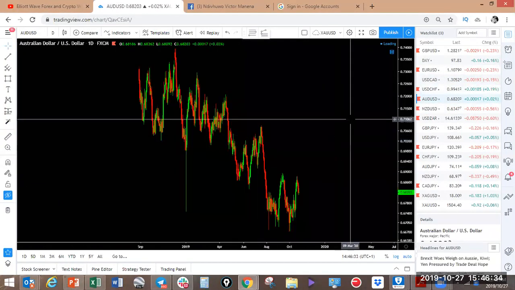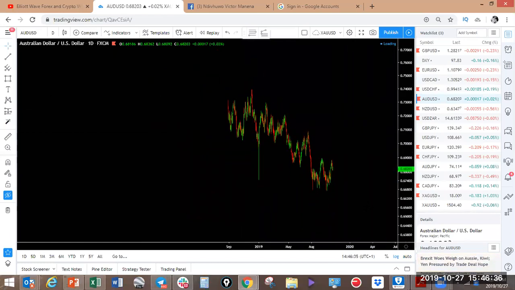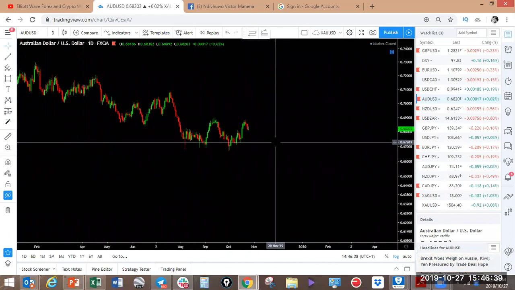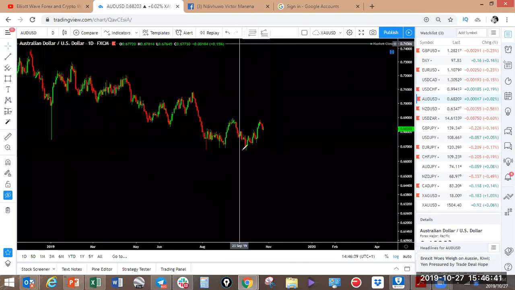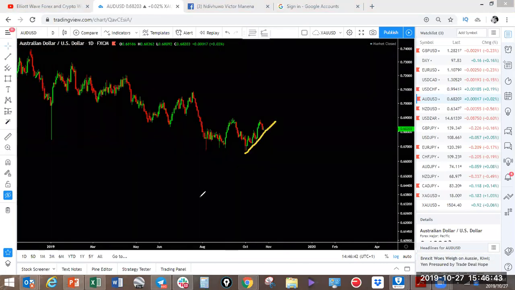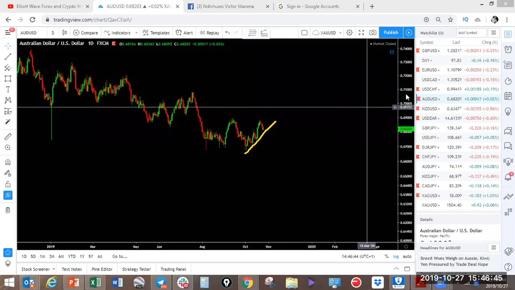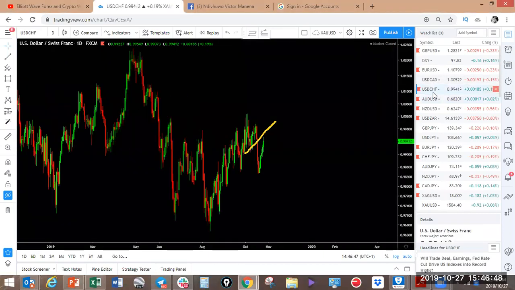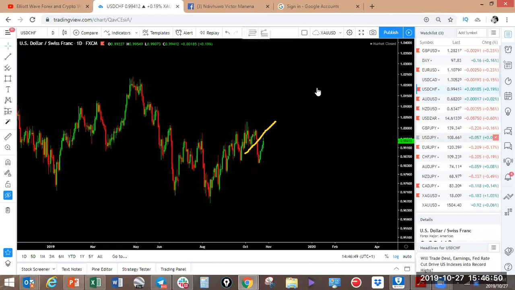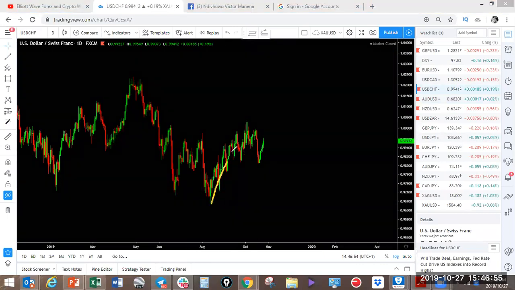US dollar Swiss franc, on the daily, we've got a setup for downside. Now, this is Euro US dollar, and I'm trying to do US dollar Swiss franc here. We have a sell setup here, which we took here. This is a three-wave pullback. Now we're in a critical area where we need to decide, okay, we've got a three-wave pullback.